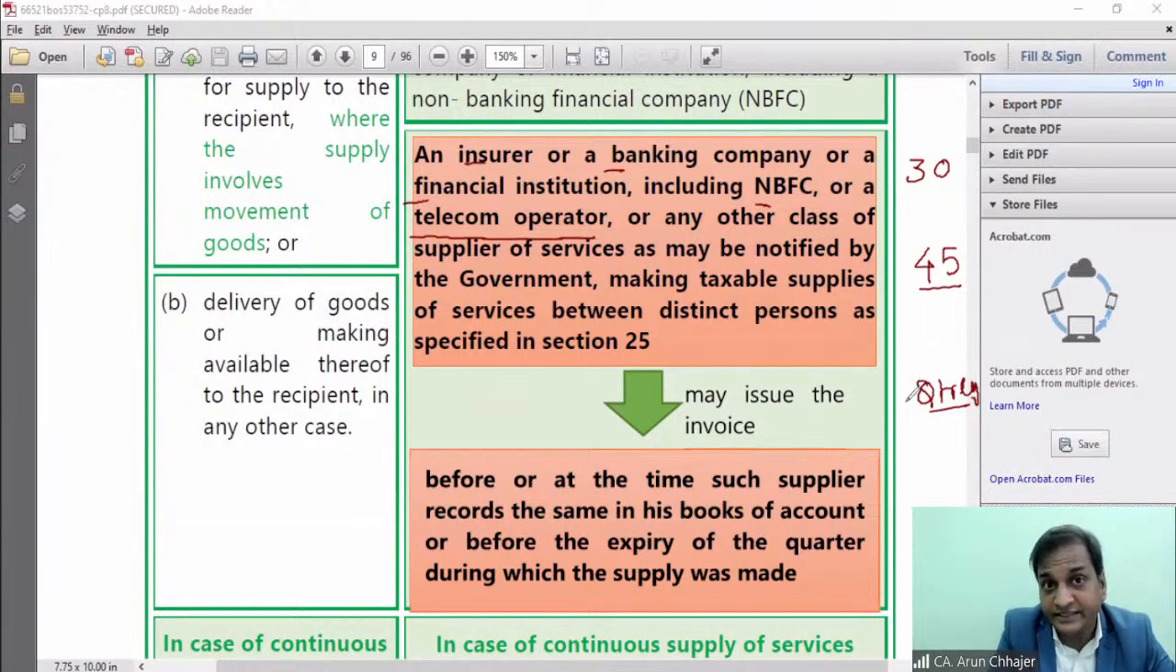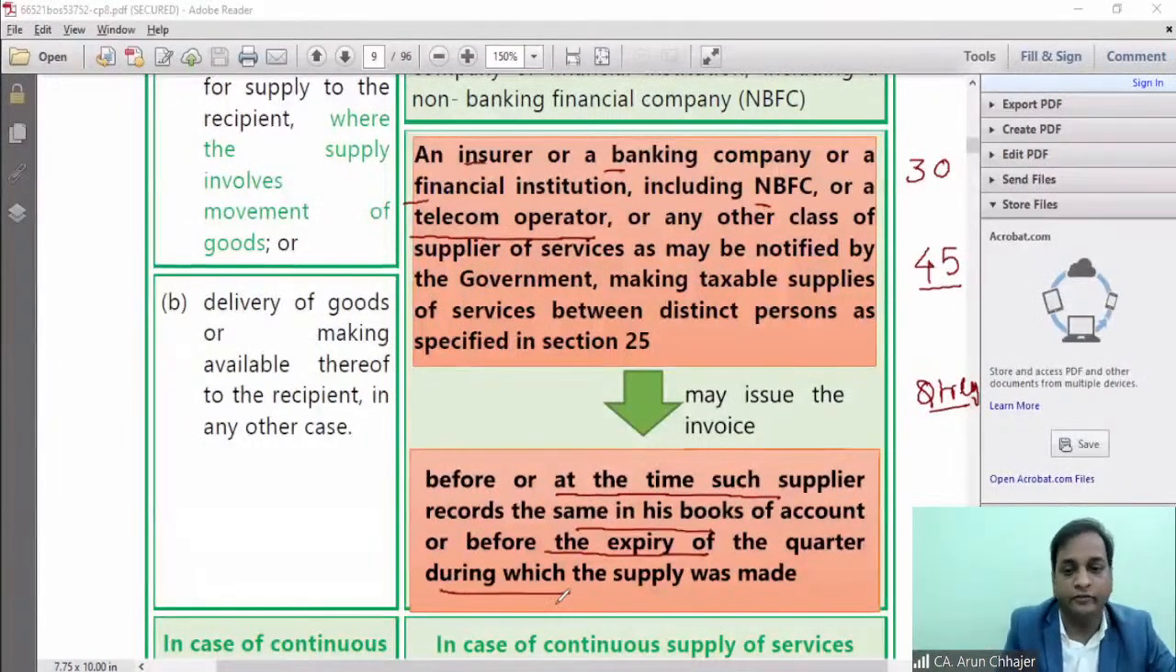and the invoice can be issued either at the time when such supplier records the same in the books of accounts, or before the expiry of the quarter during which the supply was made. All are correct. Rekha Kumari, Namrata, Rohan, Indrapal, everyone is correct with respect to the distinct person. Thank you.